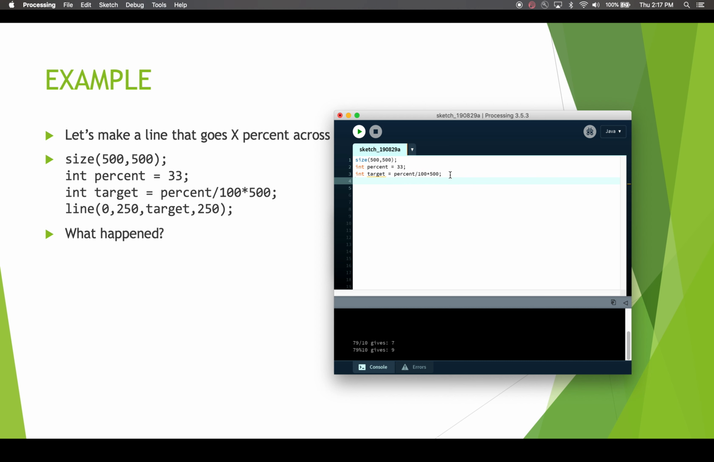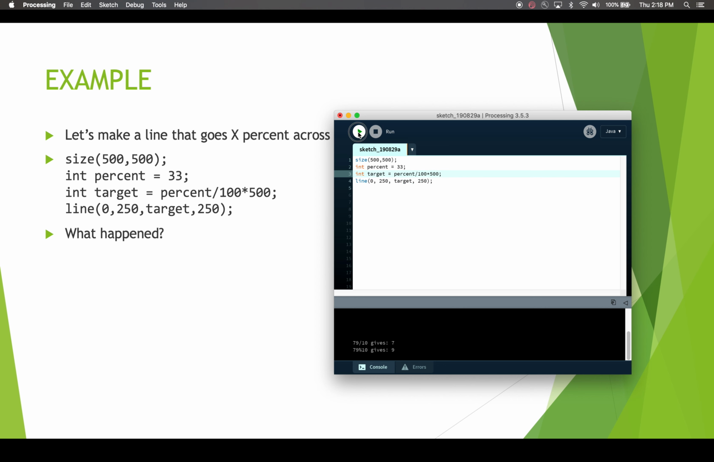And then we actually want to draw something with this. So let's draw a line from 0 to 250, so that's 0 over, 250 down, to target, 250. Now, if we were to do this in math, we would say that 33 divided by 100 is 0.33, and then we multiply it by 500. A third of 500 should be somewhere in the 170 range or something like that. That's what you would expect if you were just thinking regular math.